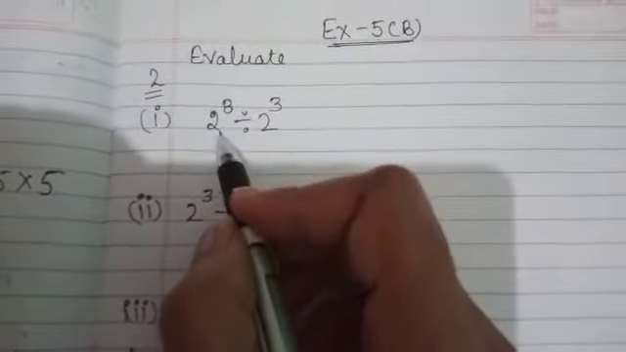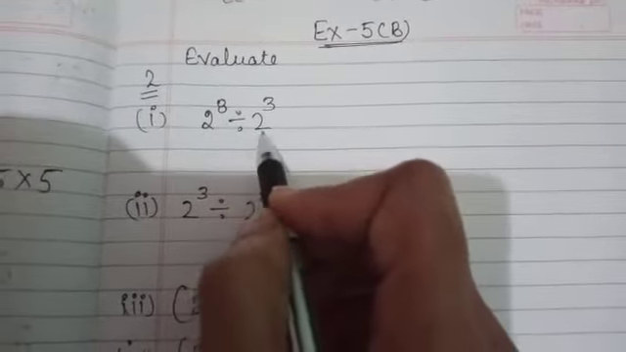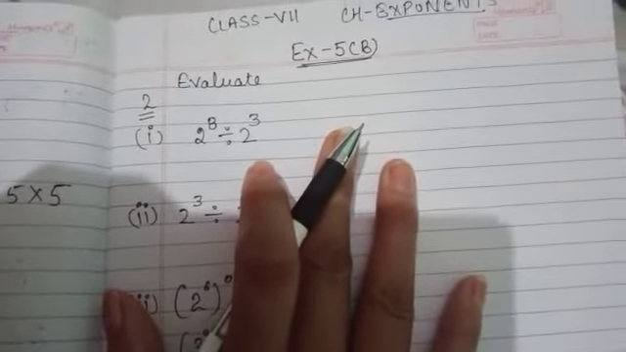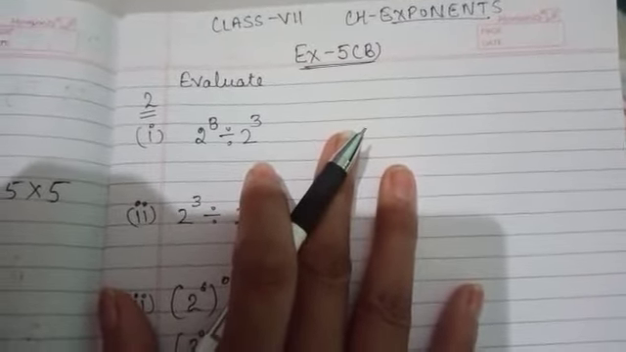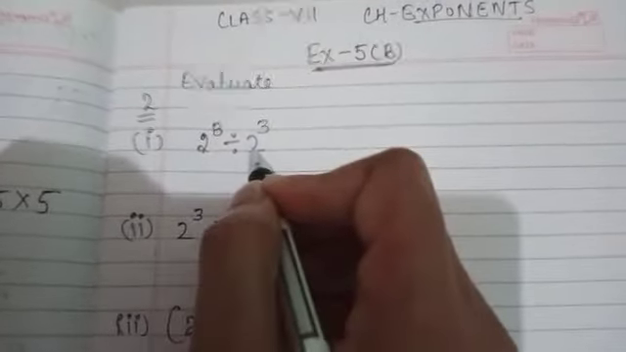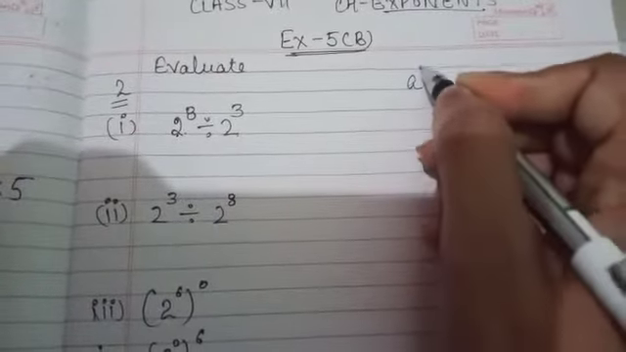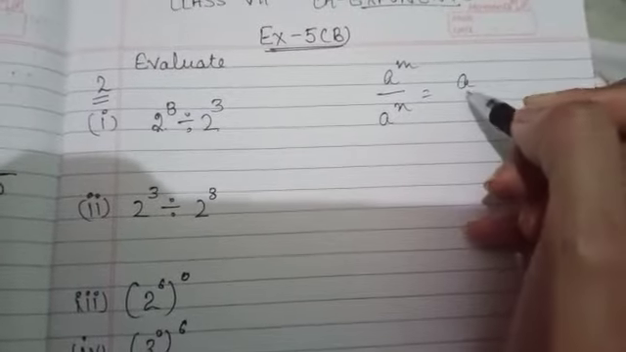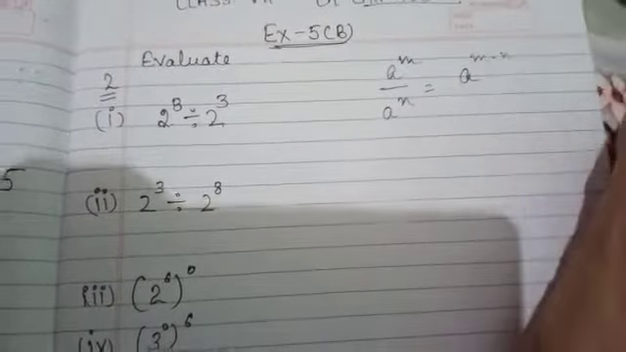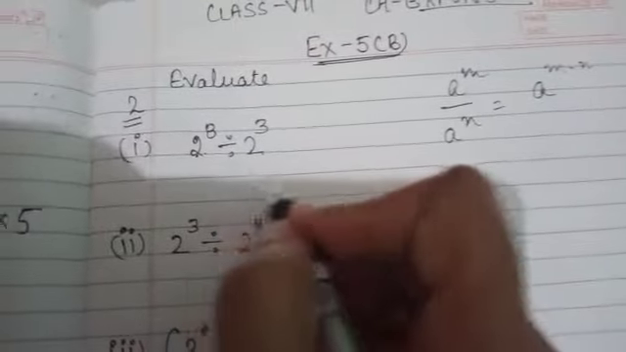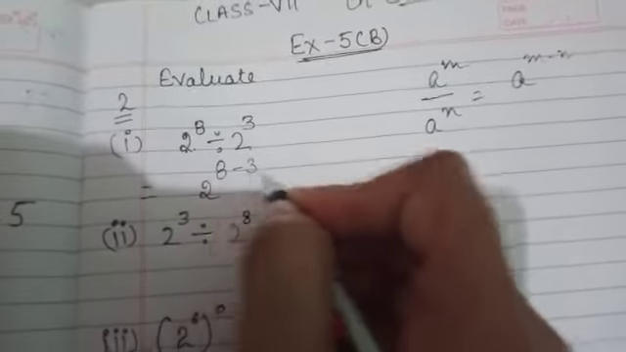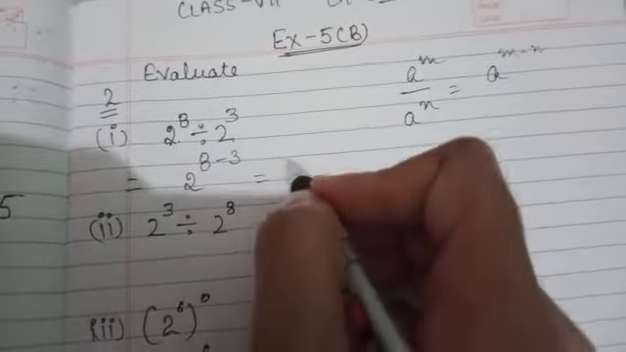So the first question is 2 raised power 8 divided by 2 raised power 3. These questions we will do by using the laws of exponents that we have done in the previous video. If the base is same, see both are having the same base, and numbers are dividing to each other, then we write the base once and we'll subtract the powers. Same we will do here. Write the base once, subtract the powers. You will get 2 raised power 5.